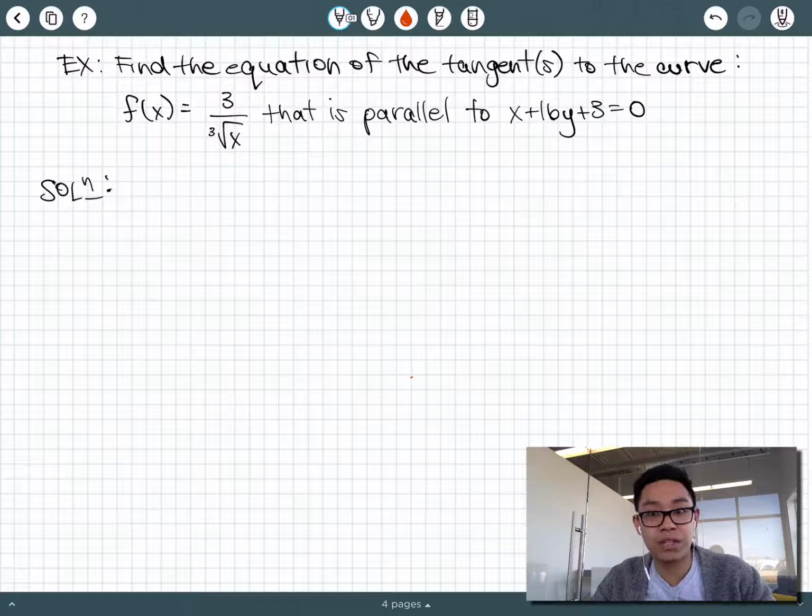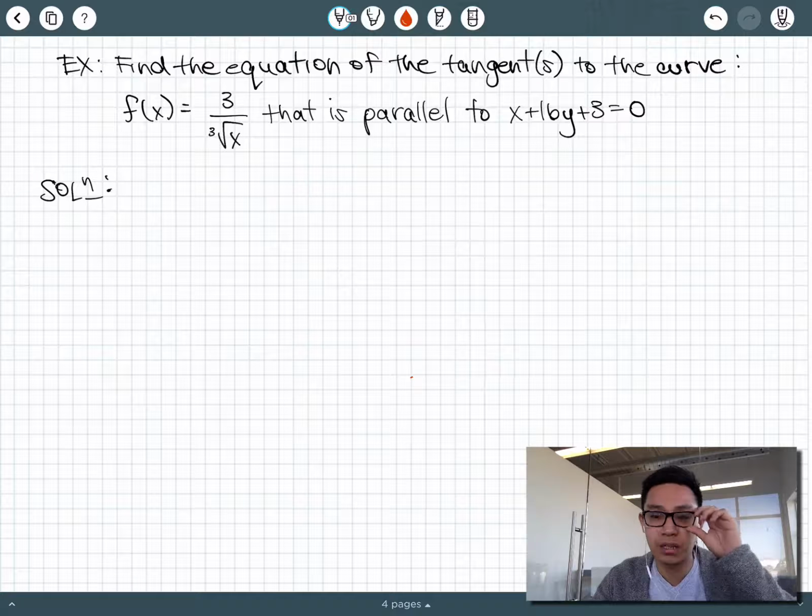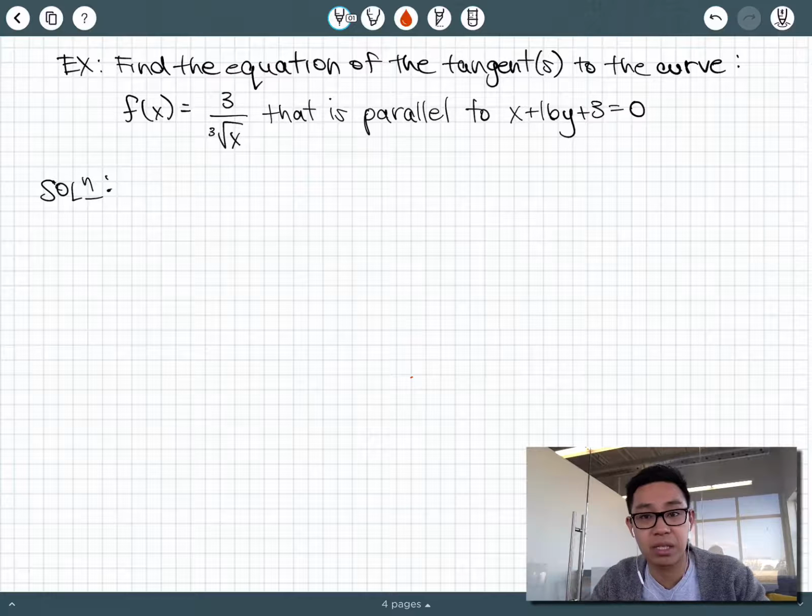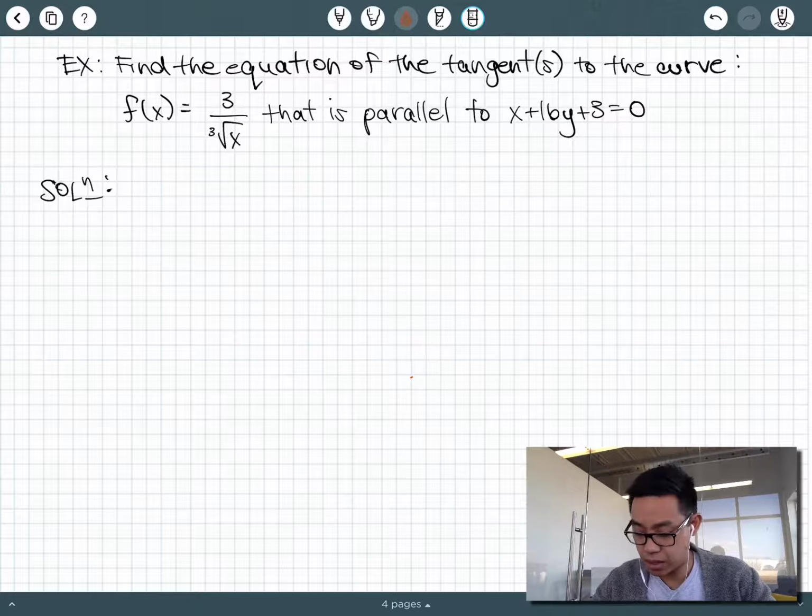Find the equation of the tangent to the curve f at x is equal to 3 over the cube root of x that is parallel to x plus 16y plus 3 is equal to 0. So remember that whenever we want to find the equation of a line, we need a point and we need a slope. So we need the slope of a tangent and we need a point that is on our tangent line.